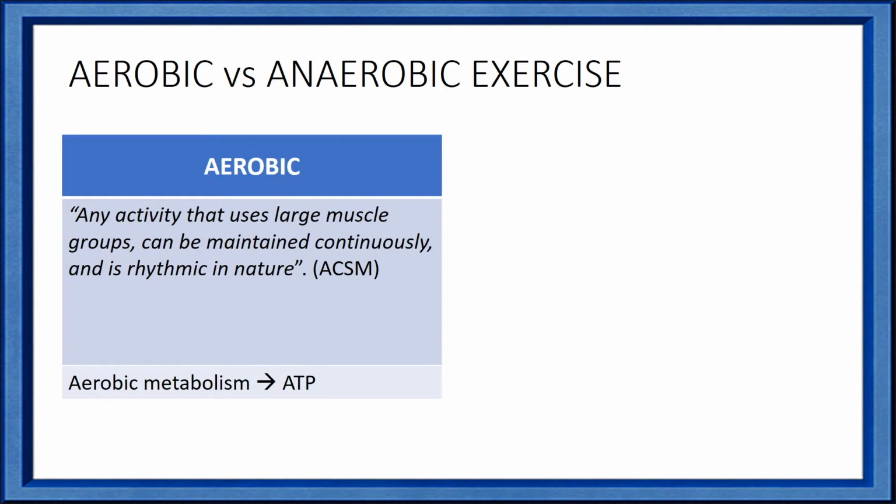The American College of Sports Medicine defines aerobic activity or exercise as any activity that uses large muscle groups, can be maintained continuously, and is rhythmic in nature. As the name implies, muscle groups activated by this type of exercise rely on aerobic metabolism to extract energy in the form of adenosine triphosphate or ATP from amino acids, carbohydrates, and fatty acids. This means that oxygen is always present and sufficient to promote and maintain aerobic metabolism in order to sustain a certain level of exertion over a long period of time.